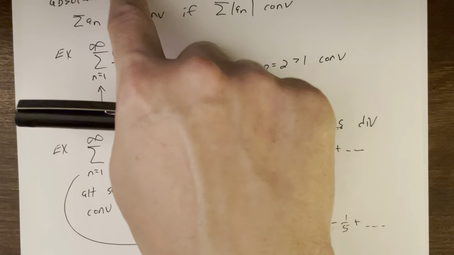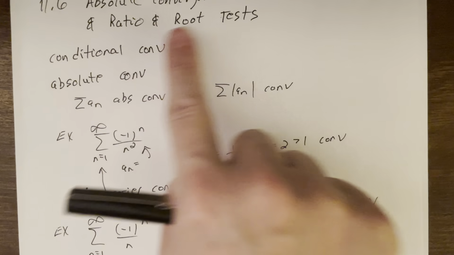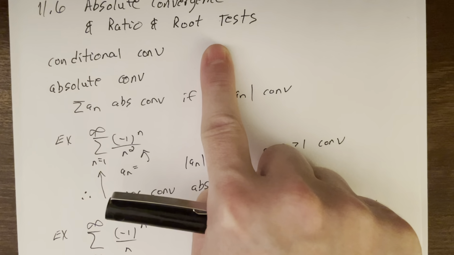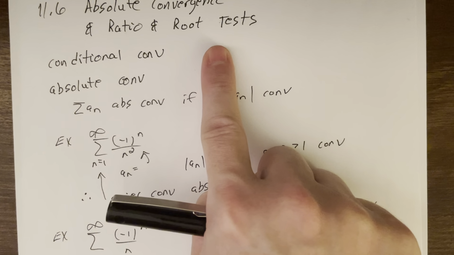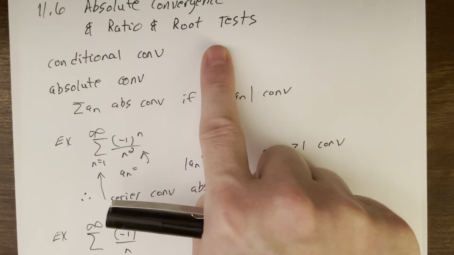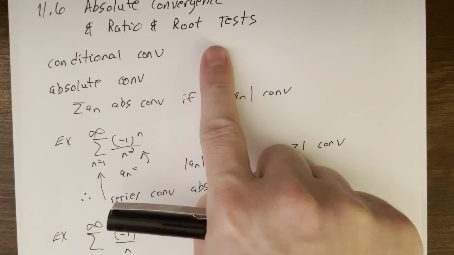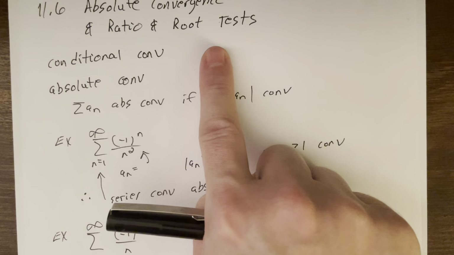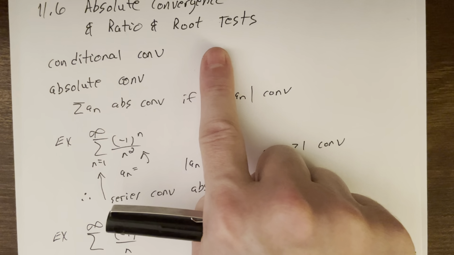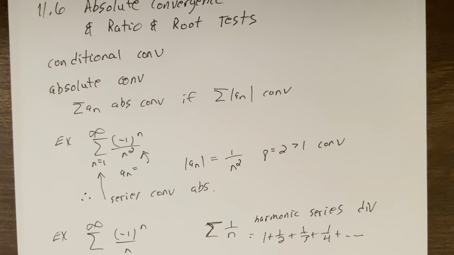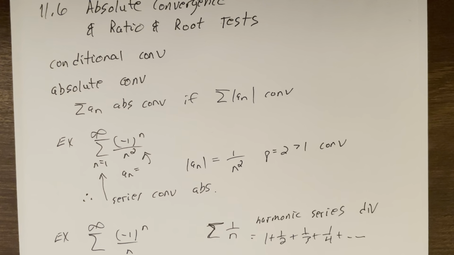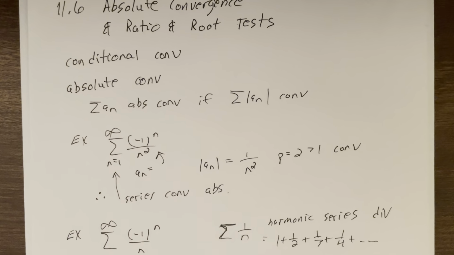So now let's move into our last two tests, the ratio and the root test. Now, kind of a little funny, they're the last two tests we introduce, but in reality, they're probably our two most important tests. I don't want to make it seem like they're the only tests that are necessary. We certainly had to go through everything we did to get to this point.